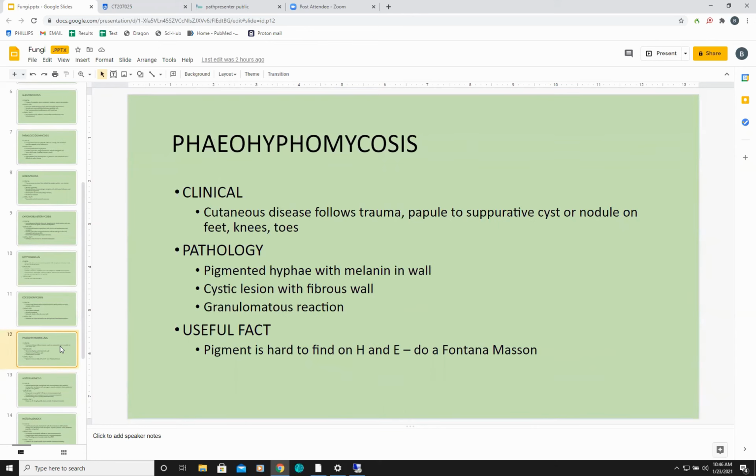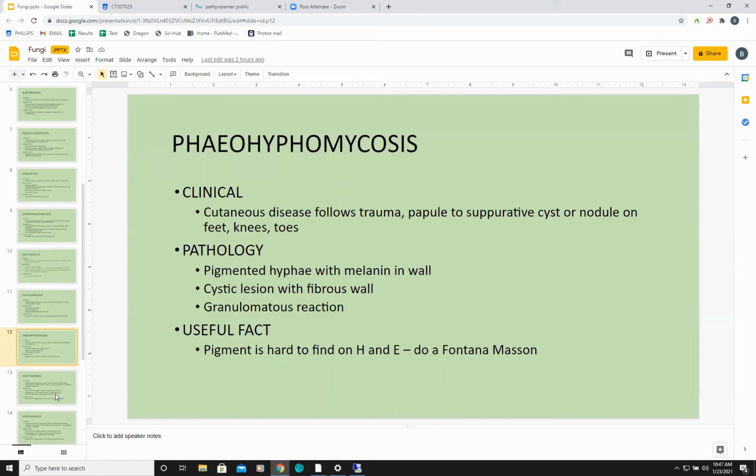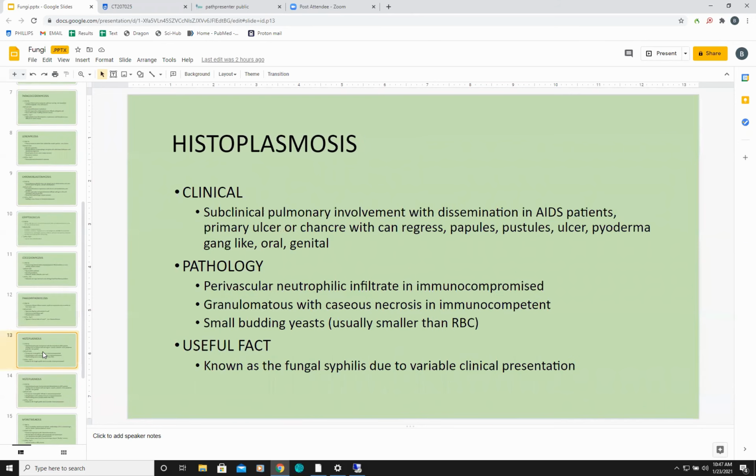The next one is one that's fairly easy to diagnose, phaeohyphomycosis. This usually follows traumatic injury, starts as a papule and then progresses to a suppurative lesion, often a cystic or nodular lesion on the feet, knees and toes. The pathology of these is a dermal process where you see a cystic lesion, often with a fibrous wall, granulomatous reaction, and pigmented hyphae with melanin in the wall. And sometimes it's hard to find the hyphae and pigment. You can do a Fontana-Masson stain, which stains the melanin.